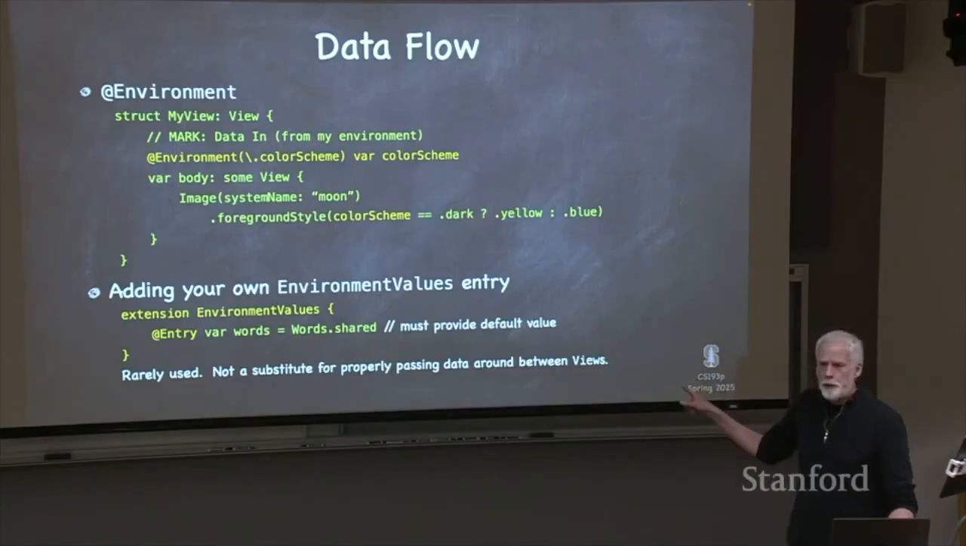So how do these values get set? Well, of course, a lot of them, like colorScheme, are being set by SwiftUI.